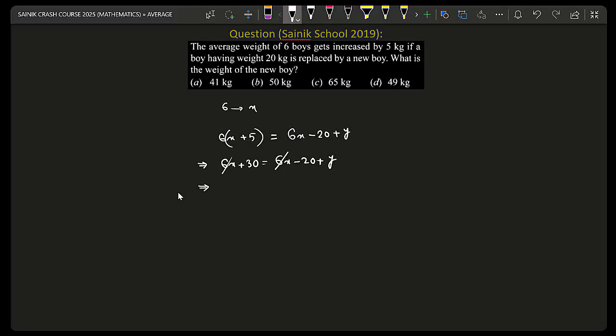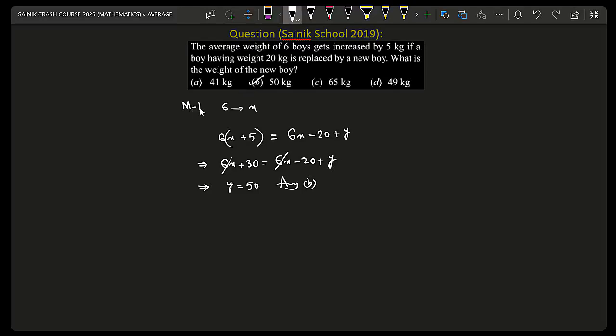Sir, minus 20. Okay, if you transpose to the left, what will happen? Sir, signs are changed. Okay, 30 plus 20 becomes? Sir, 50. So y is equal to 50. Which option is correct? Sir, option B. Option B. Very good.